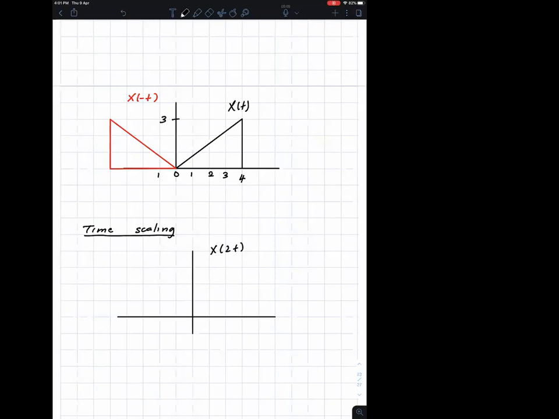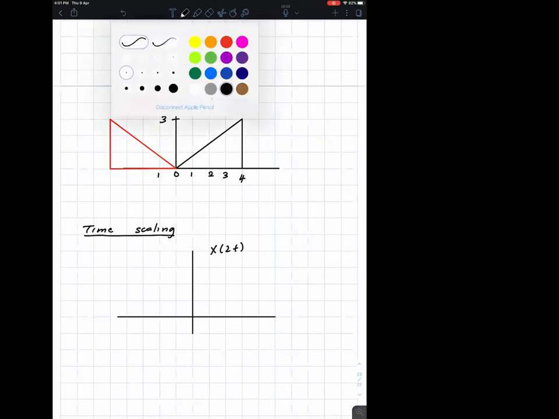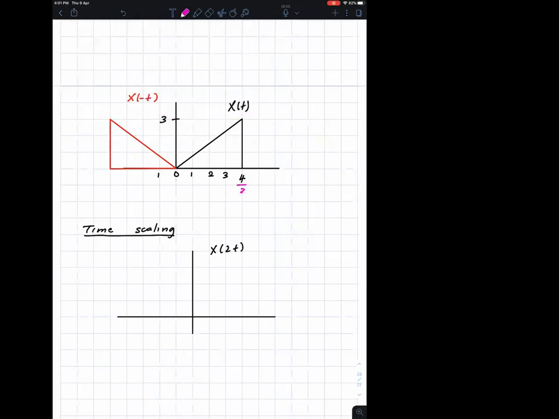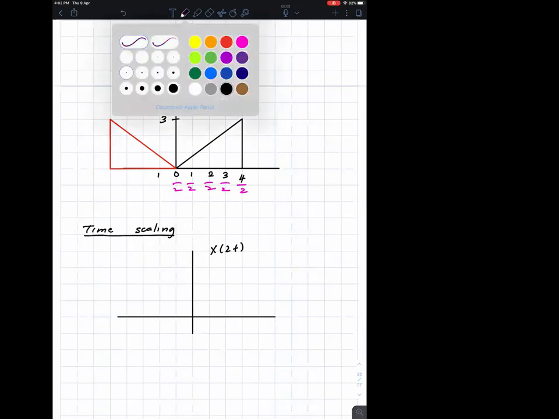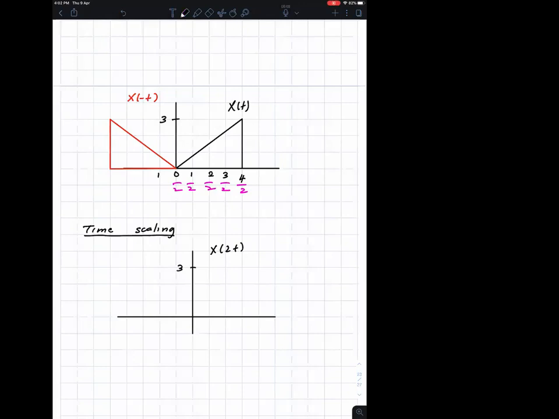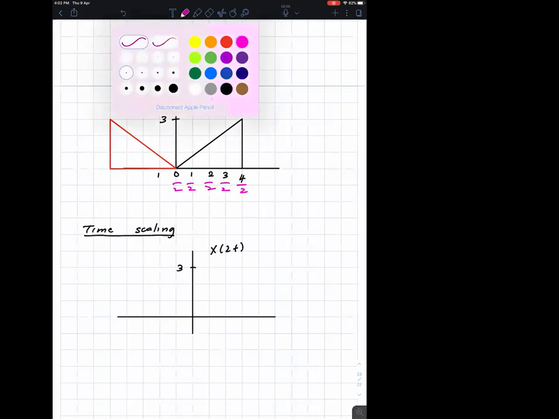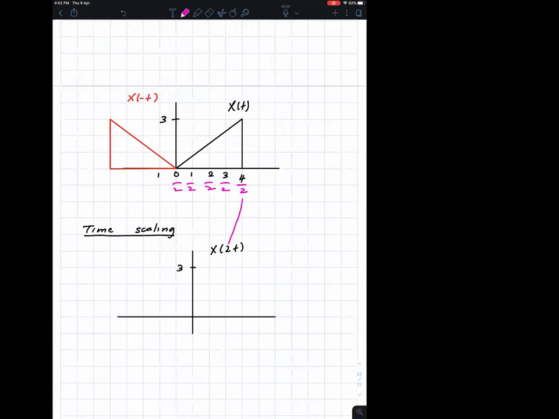Time scaling, x of 2t. Now what happens when you do it is you're going to divide everything by 2. So 4 divided by 2. So this times 2 here means divide by 2 there.